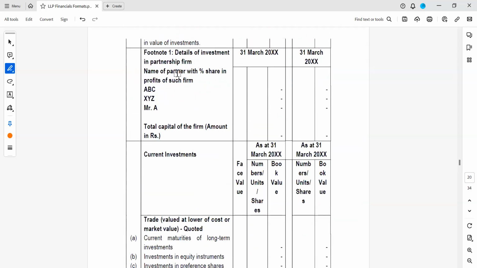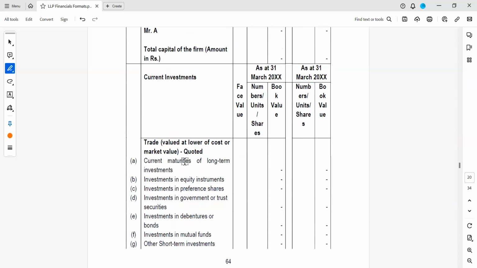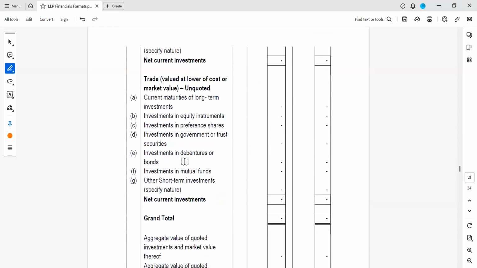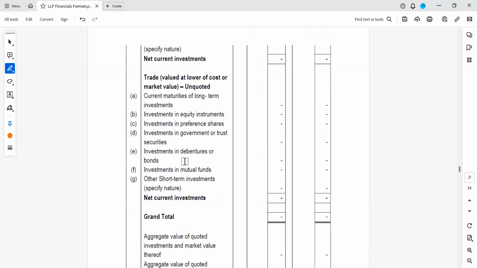And footnote 1, details of investment in a partnership firm. Suppose this LLP has invested in any other partnership firm, those things have to be disclosed here. Current investments, same again with the same breakup. Valuation note.